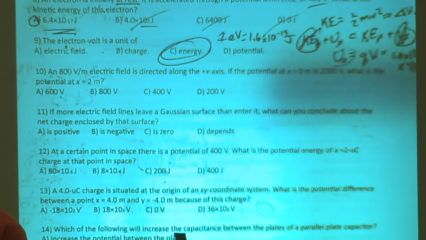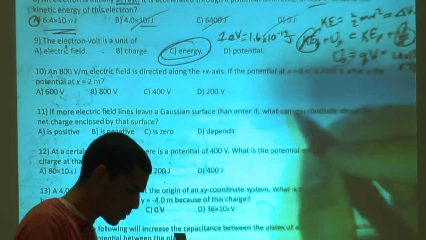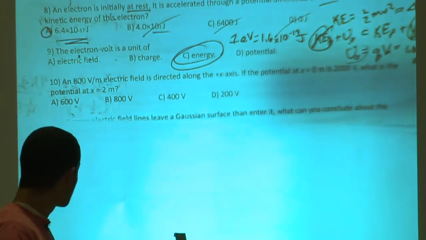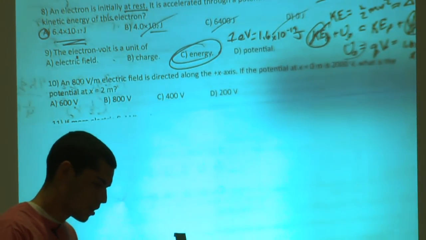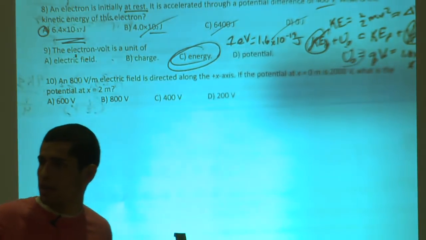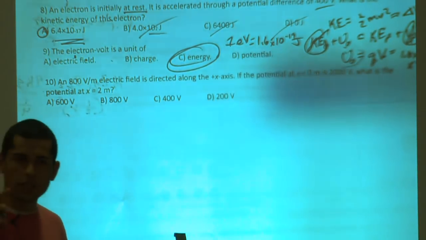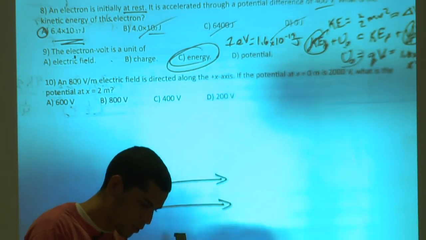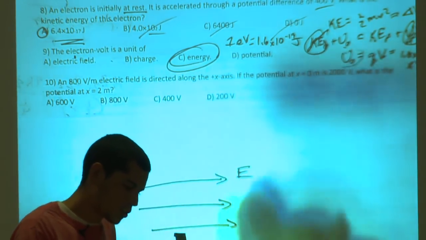Wait, by directed along, you mean going towards the positive x-axis? Mm-hmm. Along the positive x-axis. So if we were to draw this out, I need more paper. Okay, so let's draw this out a little bit. We have an 800 volt per meter electric field, another unit that we have, directed along the positive x-axis if we use standard configuration. Here's our electric field.